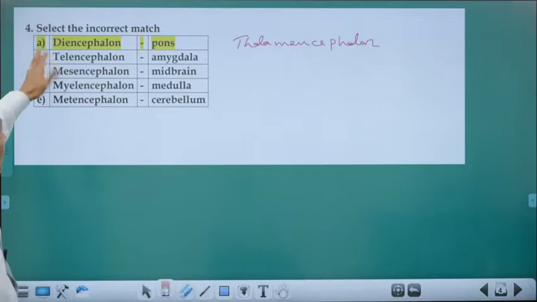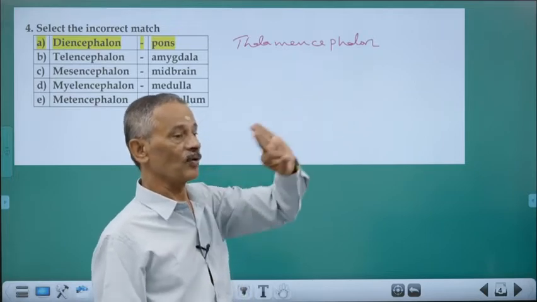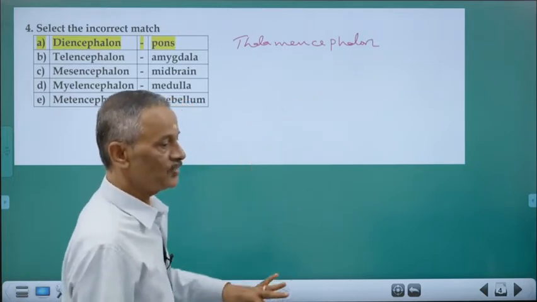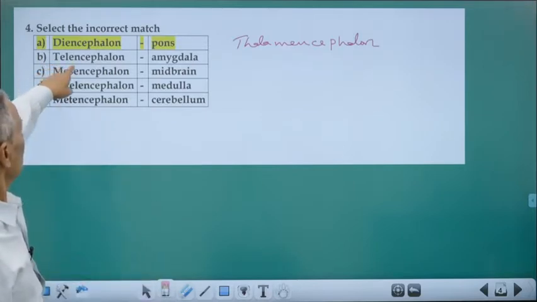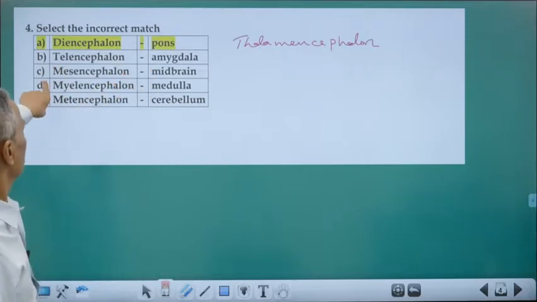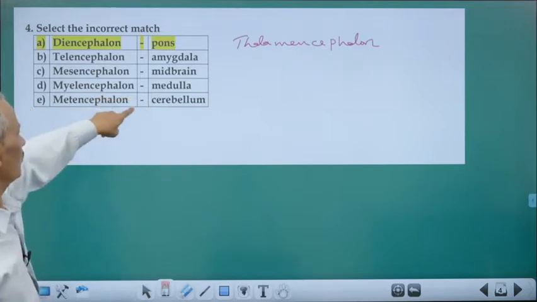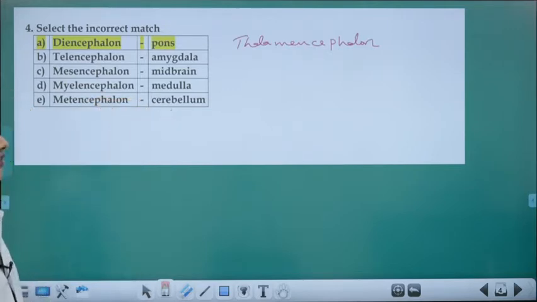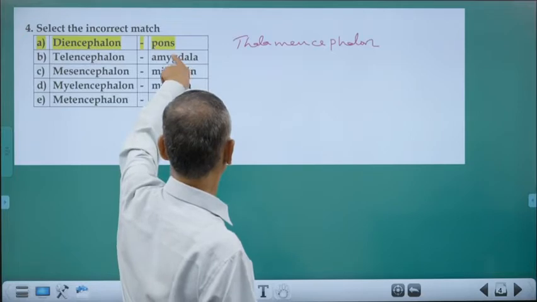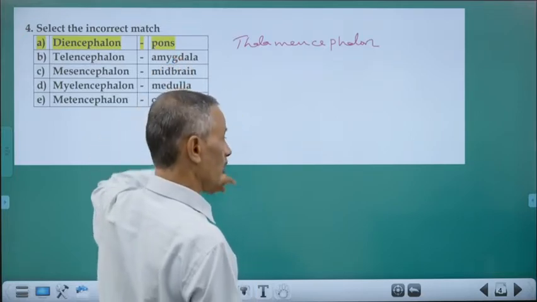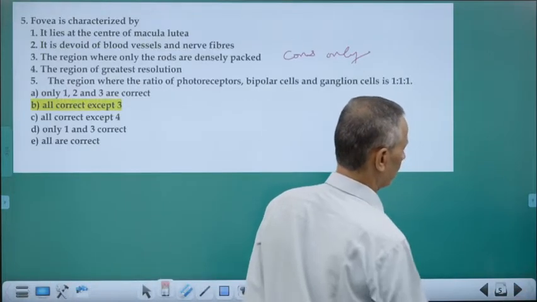Incorrect match: diencephalon is correctly called thalamencephalon. The brain consists of three parts: prosencephalon, mesencephalon, rhombencephalon, that is forebrain, midbrain, and hindbrain. Telencephalon is for amygdala. Mesencephalon is midbrain, correct. Myelencephalon is medulla, and metencephalon is for cerebellum. These are all correct. Pons is a part of the hindbrain associated with the cerebellum. Pons varolii is the full name of that part.